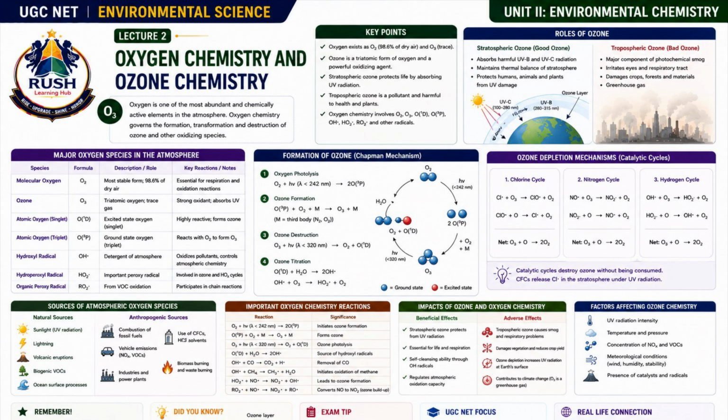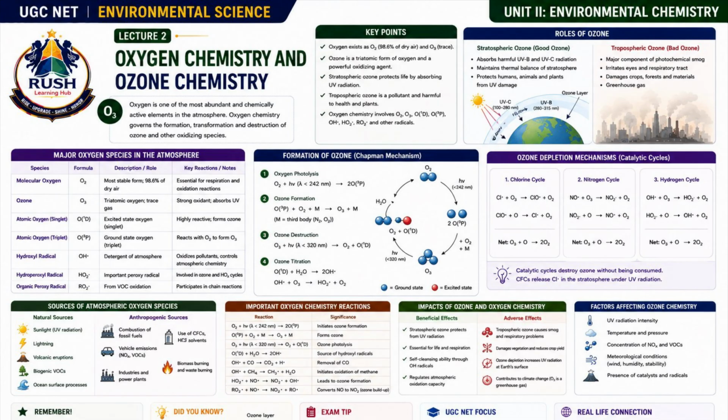In the second step, atomic oxygen reacts with molecular oxygen in the presence of a third body, usually nitrogen or oxygen molecules. This reaction produces ozone. Thus, ozone is continuously formed in the stratosphere through solar radiation-driven reactions. However, ozone is not permanently stable. It is also continuously destroyed.